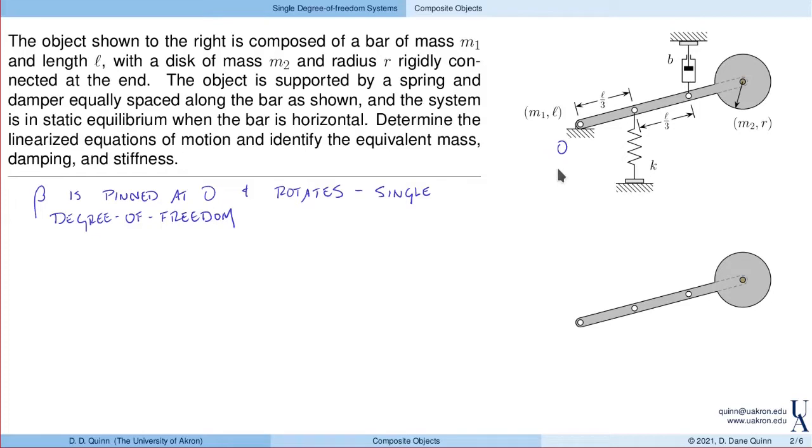And the reason that we'll identify multiple coordinates is because not only are we interested in the rotation, but we'll need to calculate the stretch in this spring as well as the velocity across this damper. So the spring and damper undergo different displacements, and we want to measure those. So we'll define 3 coordinates ultimately here, and those will be related by constraint equations.